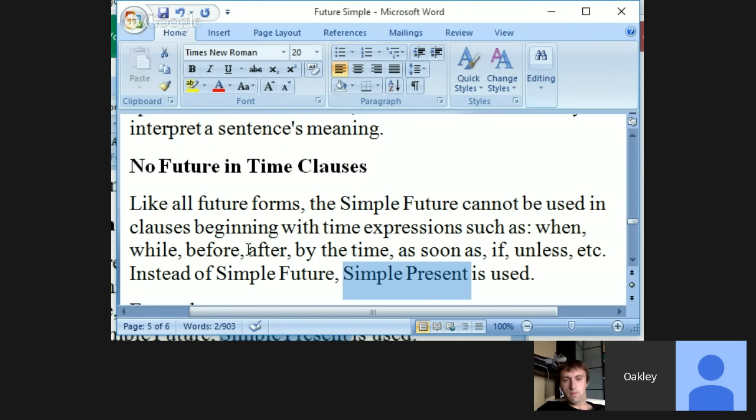I will have to take a break. Can't do it. Before I finish the work, I will have to take a break. Very often, will or a future or going to is used in the other clause in the sentence. That happens all the time. But in the clause that contains this word or starts with any of these words, it's simply impossible.